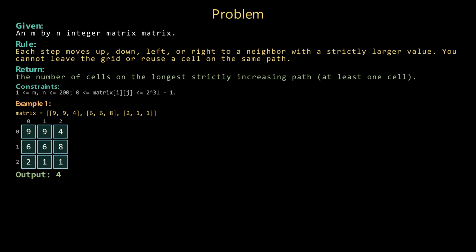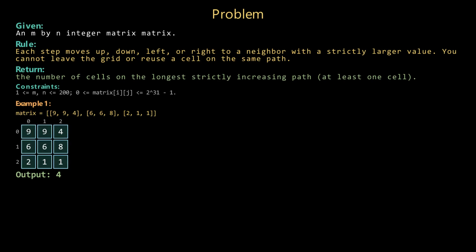You are given an integer matrix. From any cell you may step to a neighboring cell with a strictly larger value, moving only up, down, left, or right without leaving the grid or revisiting a cell. Find the length of the longest such path, counting cells.